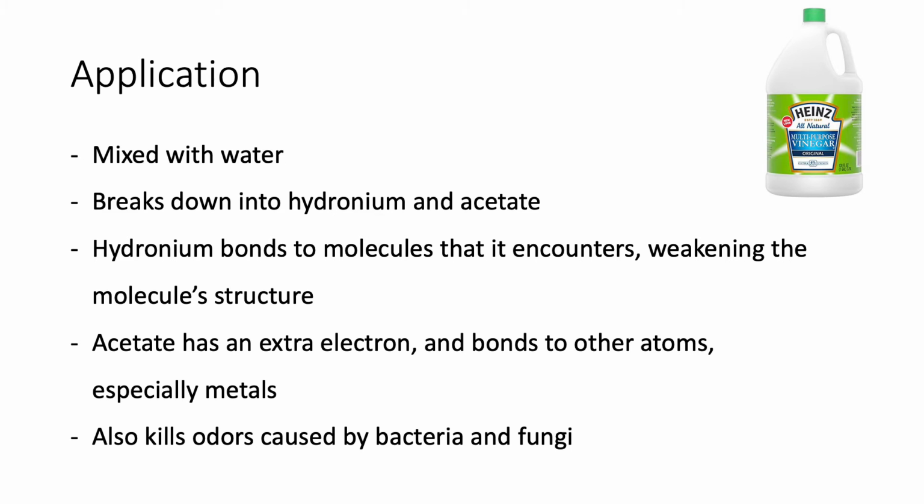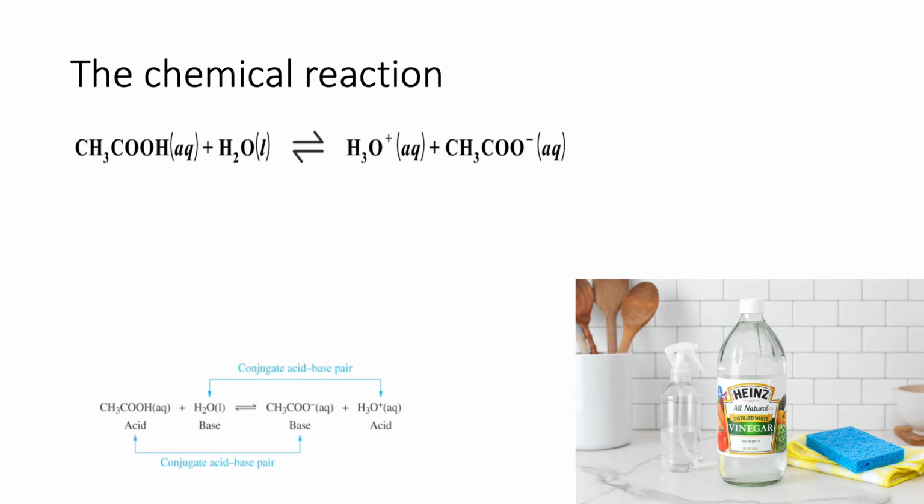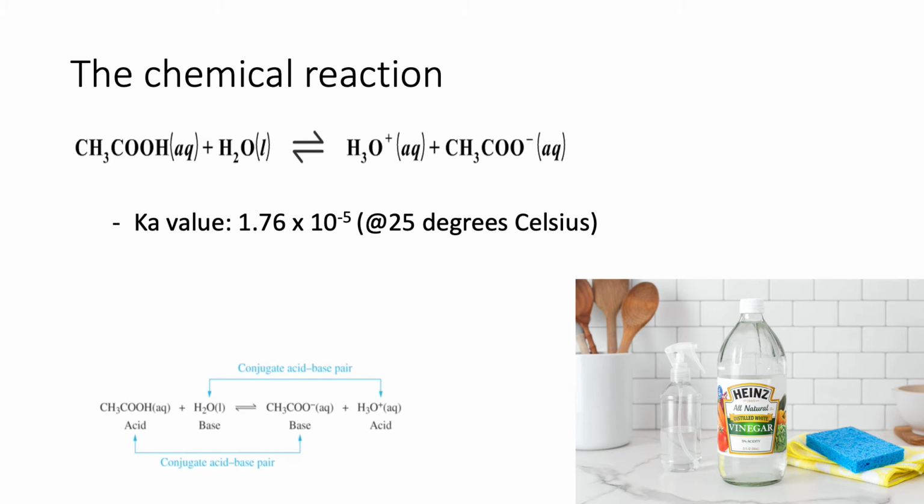When mixed with water, acetic acid is also good for killing odors caused by bacteria and fungi due to its acidic nature. Now, let's look at the chemical reaction. As mentioned, acetic acid is going to react with water to produce a hydronium ion and acetate. The Ka value for this reaction is 1.76 times 10 to the power of negative 5, and that's at 25 degrees Celsius. The pKa is 4.75.